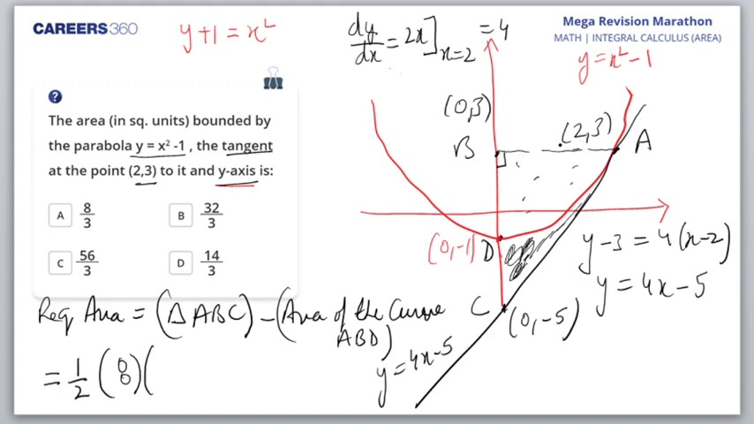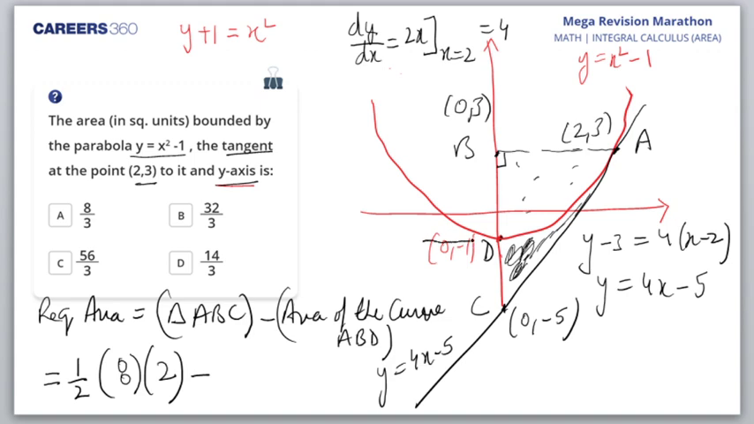This is the abscissa of this coordinate 2. Okay, that's the area of the triangle ABC. Yes, Prachi, I got your answer A. Hardik, A. Lokesh, A. Okay, Dilip. Now, I have to find out the area of the curve.